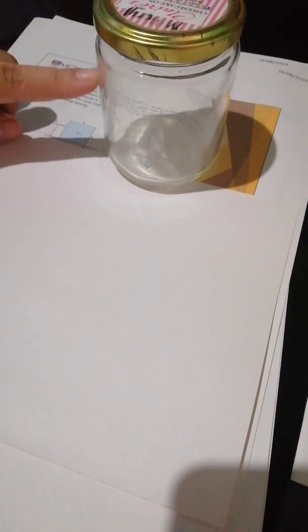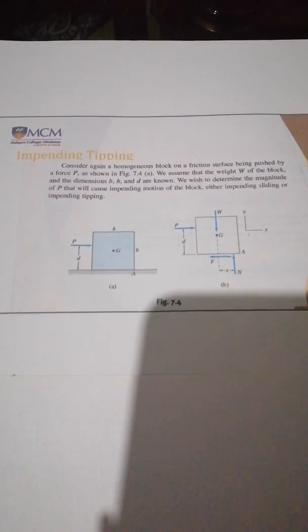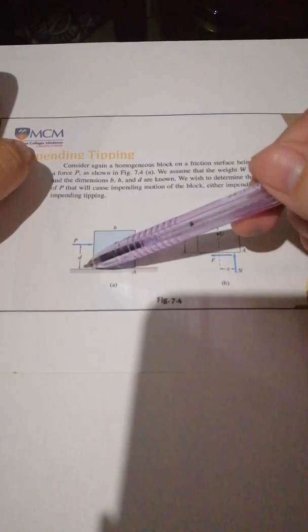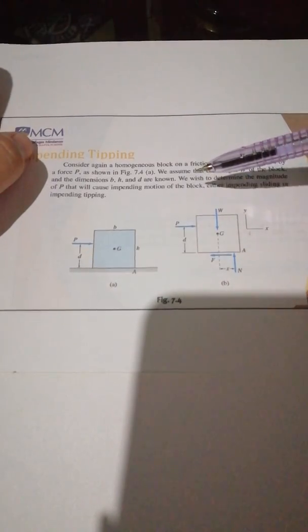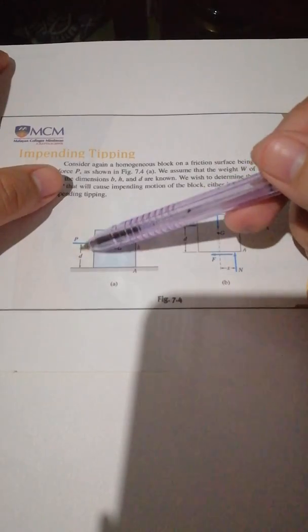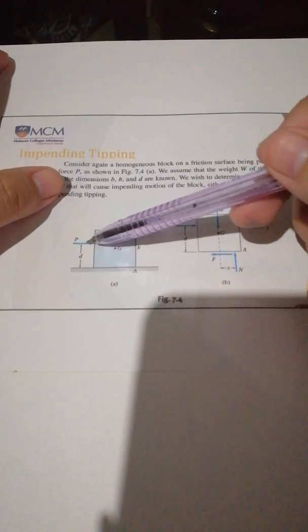Now we will consider the possibility of tipping, and one of the factors is the location of the force applied on the object. To illustrate, we will now consider this homogeneous block that is placed on a horizontal plane surface. Given all the dimensions of the block and the position of force P, with its contact with the horizontal surface, there will be two forces developed: the normal force and the friction force if the surface is rough.